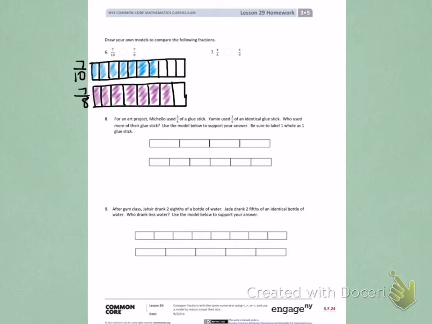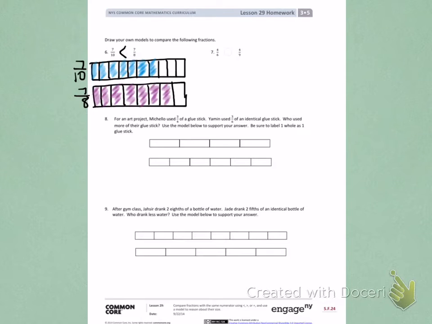When I look at those two pictures, the eighths have larger pieces than the tenths. So even though there are only 7/8, there are still more of them because they take up more space in the rectangle. So 7/10 is less than 7/8. Try number 7, drawing a picture for 4/6 and 4/9.